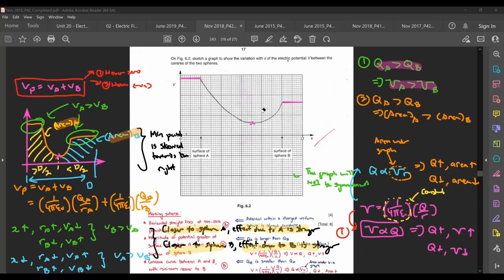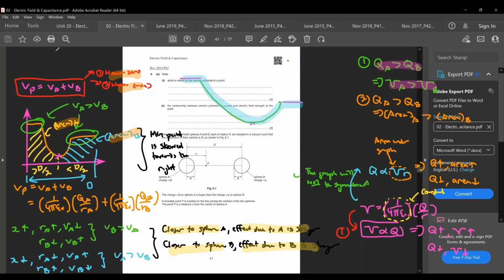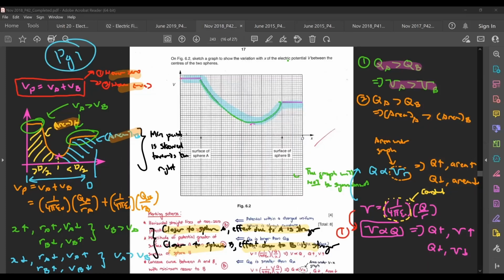And your minimum point will never be 0 and it should never be negative, based on what I've explained before. So you just draw your lines and connect them like this. You should get your answer already. So this one is worth 4 points. Just like that.